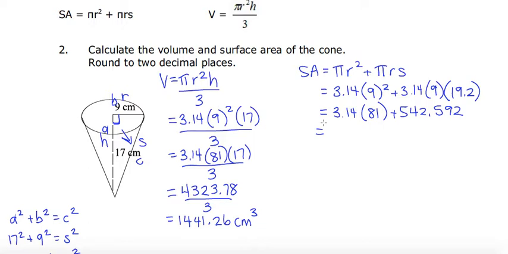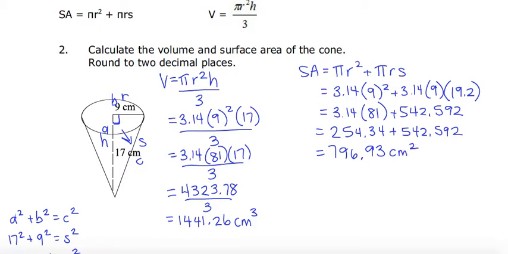3.14 times 81 gives us 254.34. I'm going to add that to 542.592. And that gives us a final answer of 796.93, because I'm only keeping 2 decimal places in my final answer, and my units are centimeters squared.